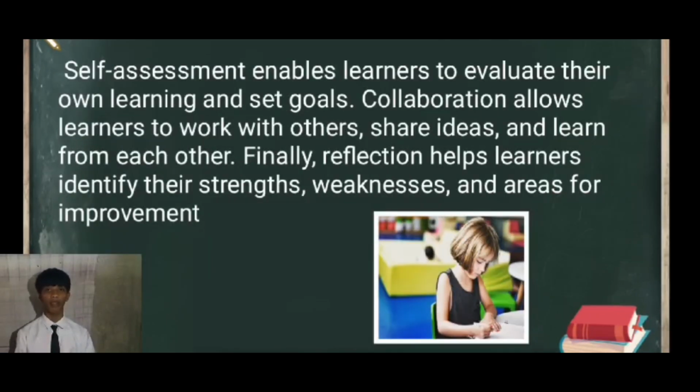Self-assessment enables learners to evaluate their own learning and set goals. Collaboration allows learners to work with others, share ideas, and learn from each other. Finally, reflection helps learners identify their strengths, weaknesses, and areas of improvement.